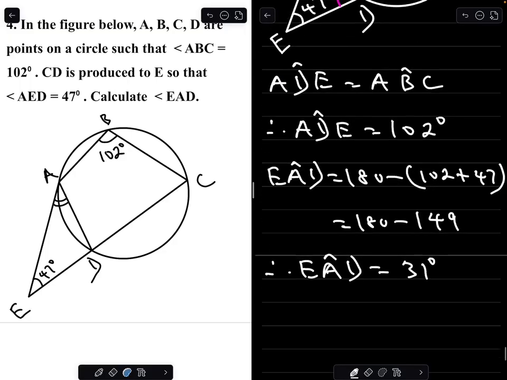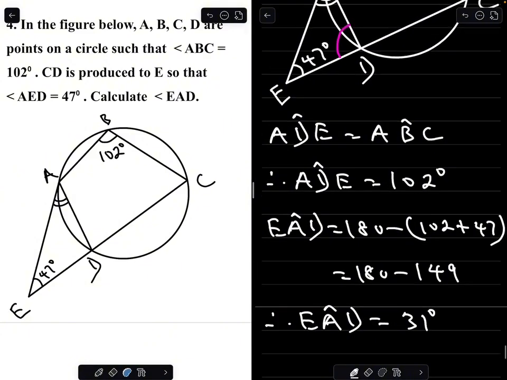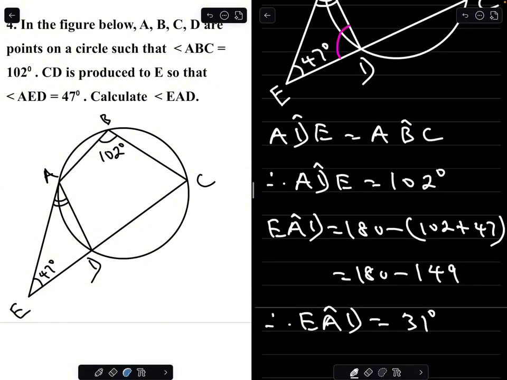And that's it, very, very simply. This is 180. That means angle EAD equals 31 degrees.